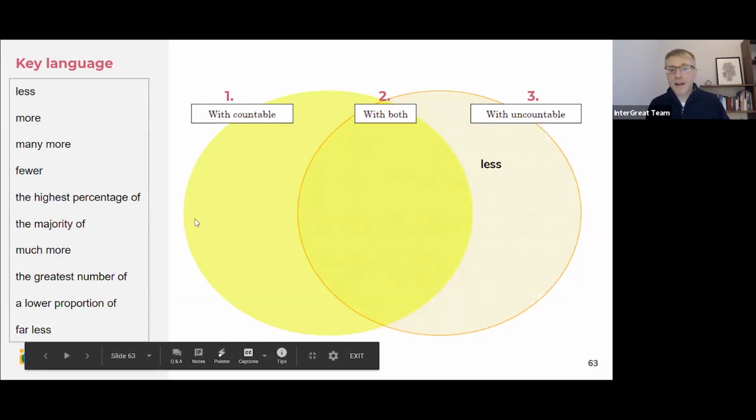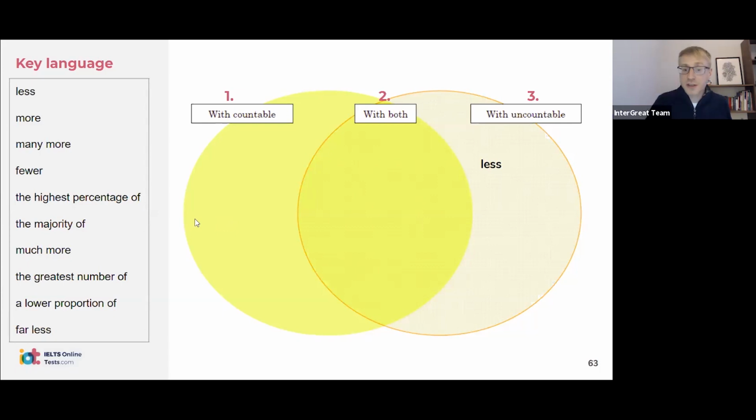Very good, Dahlia. That is 2. We can use it with both. We can say more coffee, more cars, right? So this one we use with both. But what about many more? Many more.